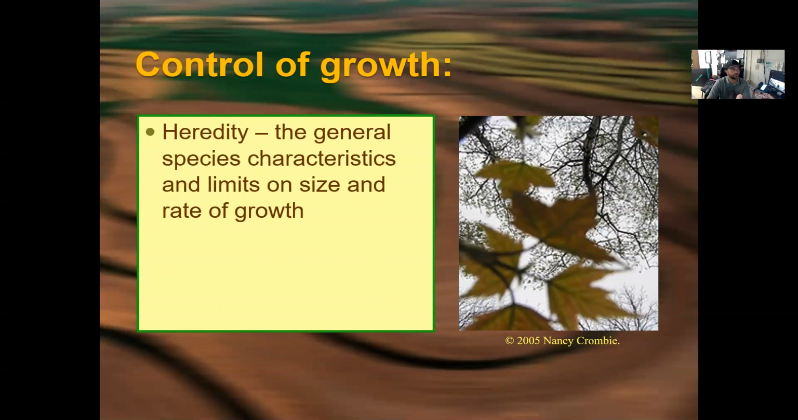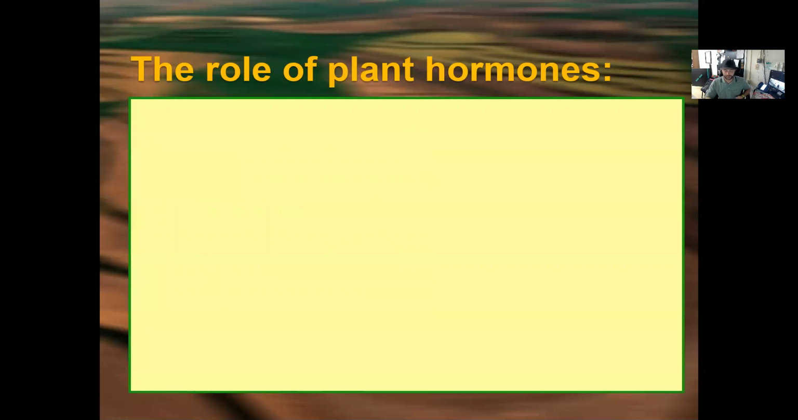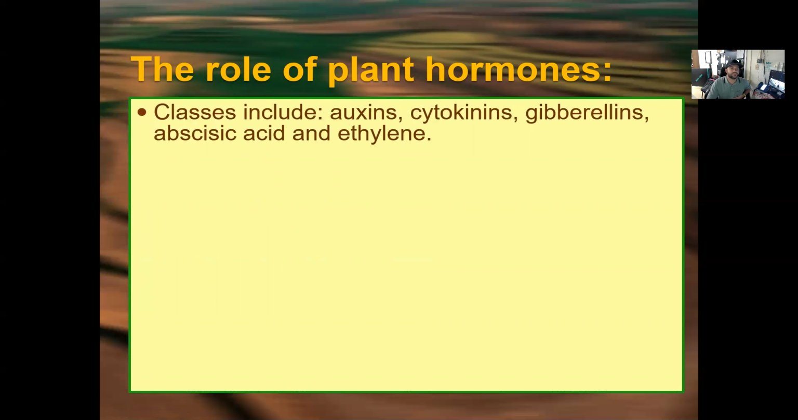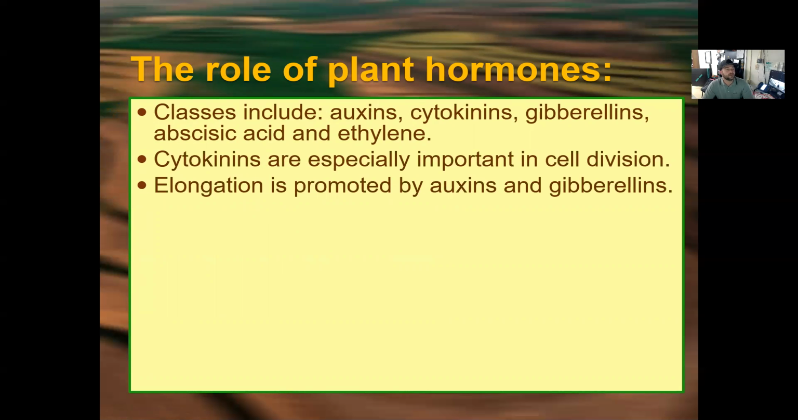So, controlled growth. Heredity, the general species characteristics and limits on size and rate of growth. And hormones, nutrition, and environment. The role of plant hormones. Classes include auxins, cytokinins, gibberellins, abscisic acid, and ethylene. Cytokinins are especially important in cell division.